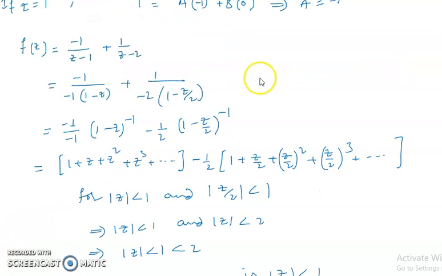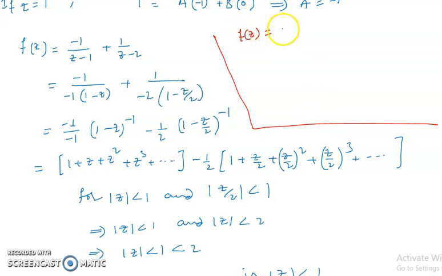Here you can ask one question. See, in f of z, in the denominator we have to get the 1 minus something form. So we are writing in the first term minus 1 of (1 minus z) and the second one minus 2 of (1 minus z by 2). You can also write here f of z equals minus 1 by minus 1 of (1 minus z) plus, if I bring z outside here, 1 minus 2 by z.